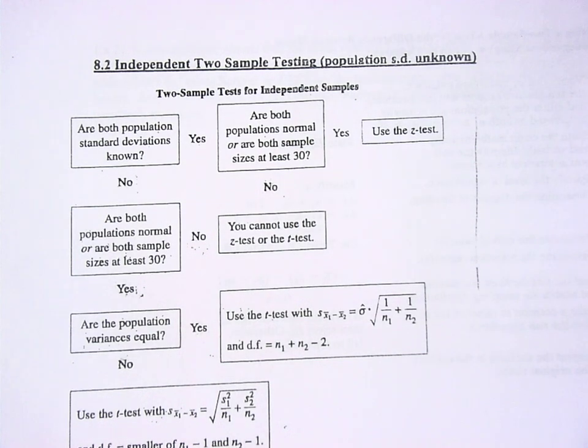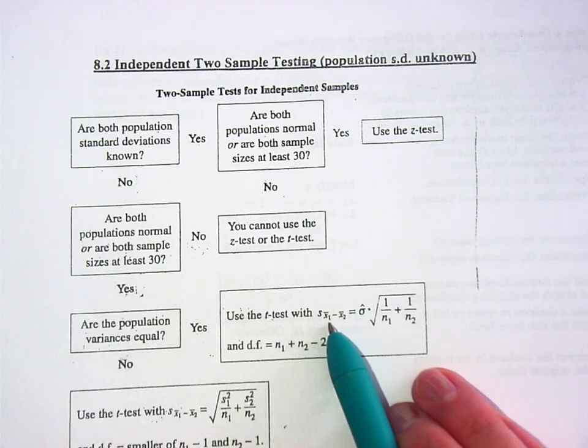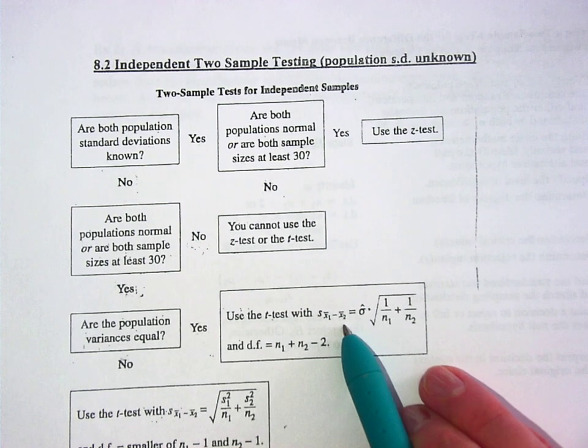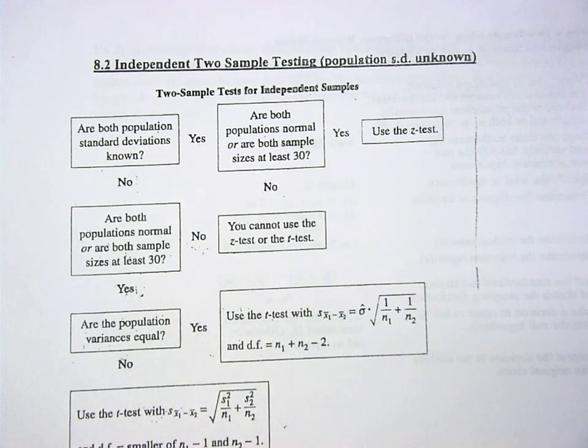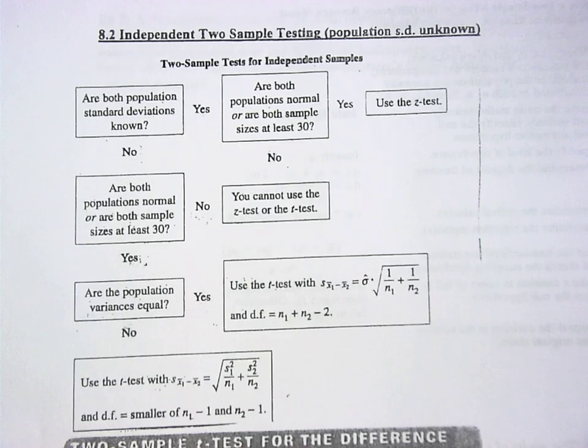Subscript? Is what a subscript? In one of those boxes. I don't know which one you're talking about. S x bar 1? Yeah. No, that is the standard deviation of the first mean minus the second mean. Okay. So these are all on the same level of subscript, but there are subs. Yeah, that's fine. Okay.